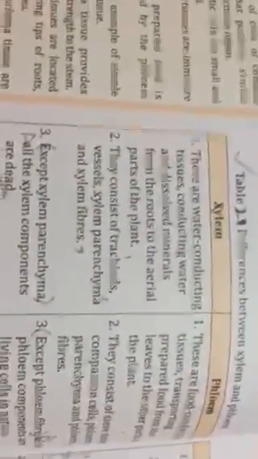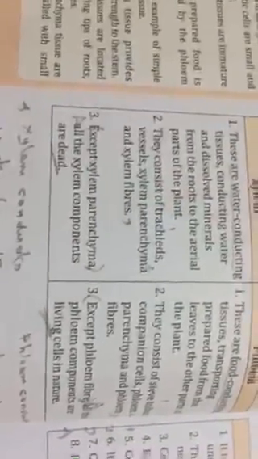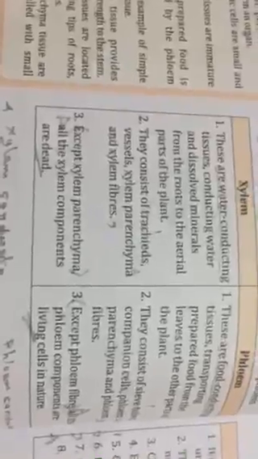Then you move to table 2, the difference between xylem and phloem. Points are there. I added one extra point. This is the higher class version. Xylem conducts water from the roots. Phloem conducts food from the leaves. That point you have to add in order to get full marks. Now do the exercise part, in the next page.